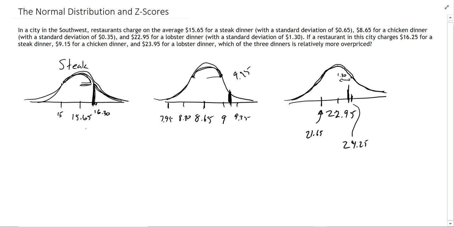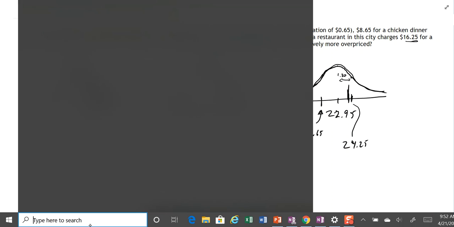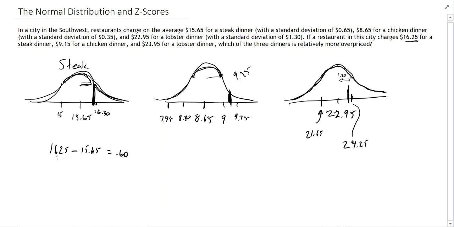Well, the steak dinner we had was $16.25. So if I take $16.25 and subtract $15.65, let me grab my calculator here and do that. I get a 60 cents difference, so it's over the mean by 60 cents. But I also want to make that relative to the standard deviation, and the standard deviation we have is 65 cents.